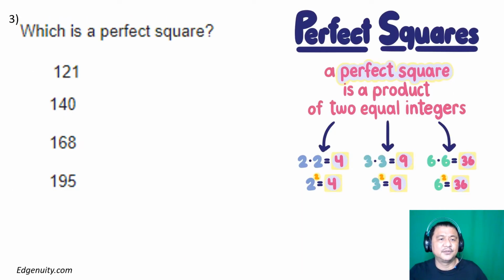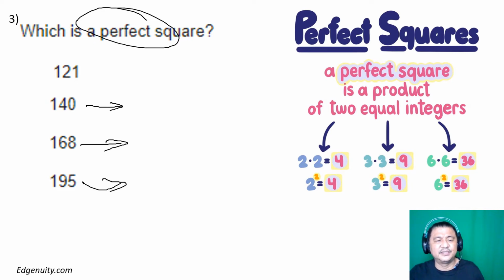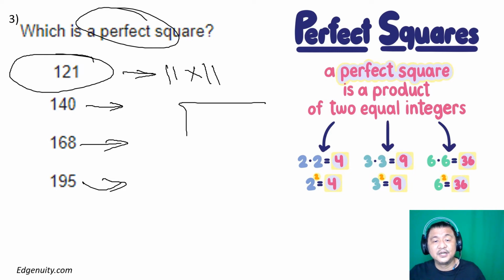Now let's try the following. Which is a perfect square? Can I make a square out of 140, out of 168, out of 195? If you look at your square tables, it's only 121, because 121 is made up of 11 times 11. It's a square made up of 11 by 11. For the others, you cannot think of a number multiplied by itself that will give you these numbers.